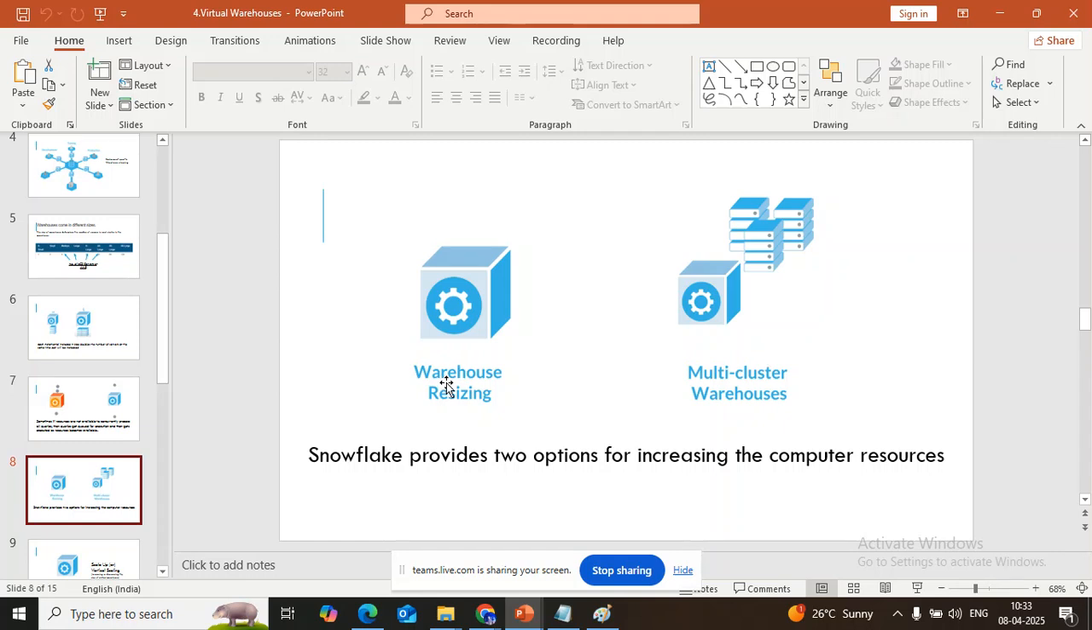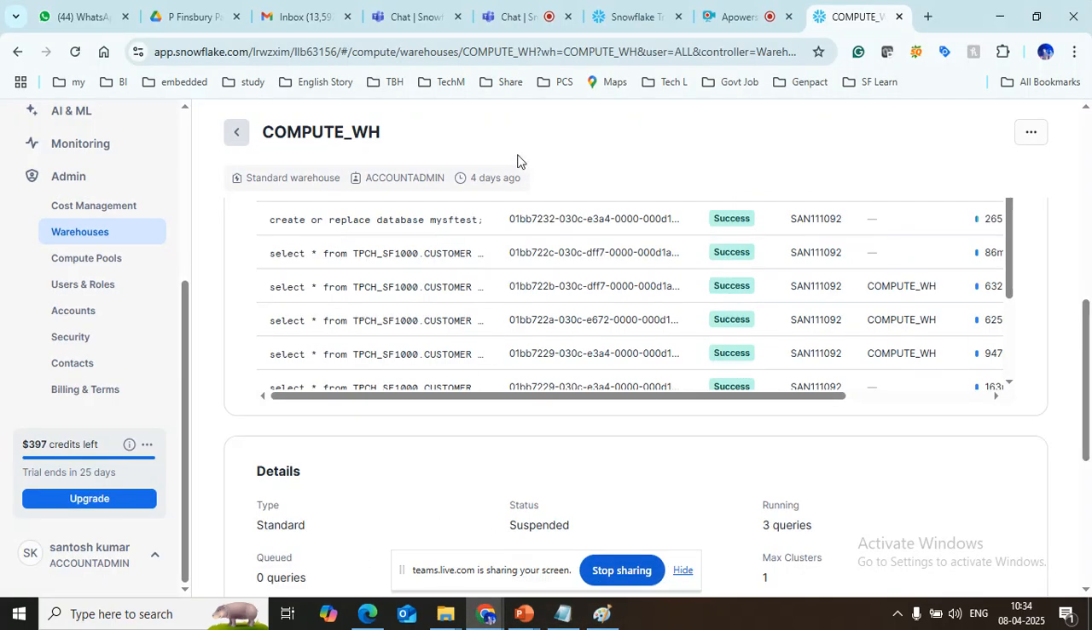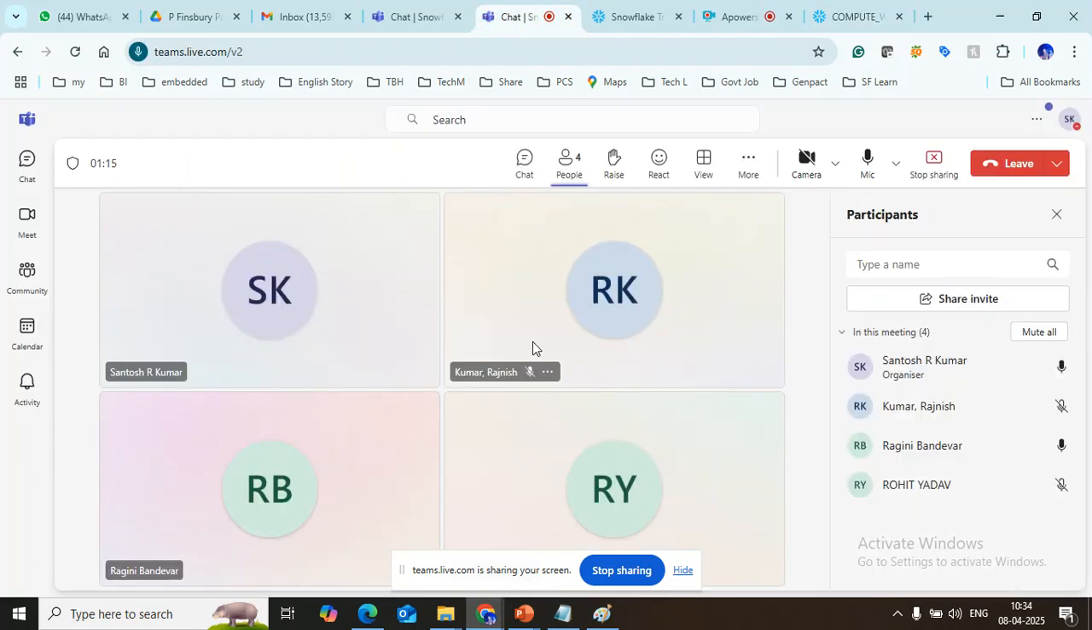So what happened? See, Snowflake provides us two options for increasing the compute resources, right? One is warehouse sizing, one is multi-cluster warehousing. Everyone, please try to understand this concept. It's very useful, very important. They used to ask it in interviews, right?